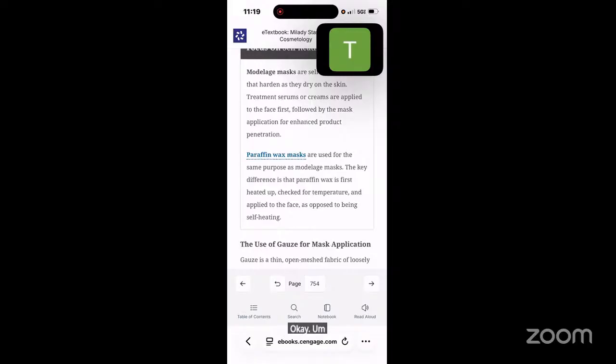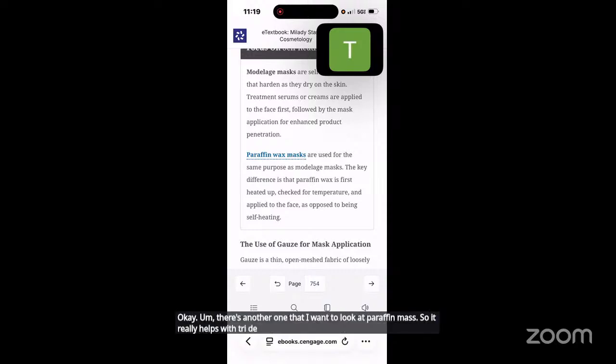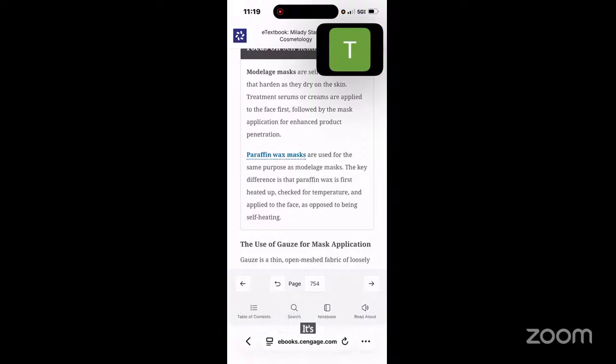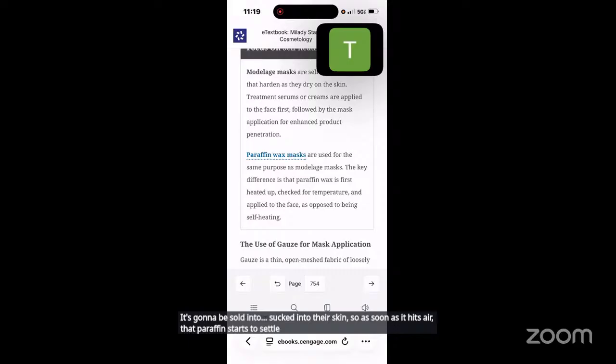There's another one that I want you to look at, paraffin mask. It really helps with dry, dehydrated skin. So it's actually going to be that moisture component, and that moisture component is going to be sucked into their skin. As soon as it hits air, that paraffin starts to settle.